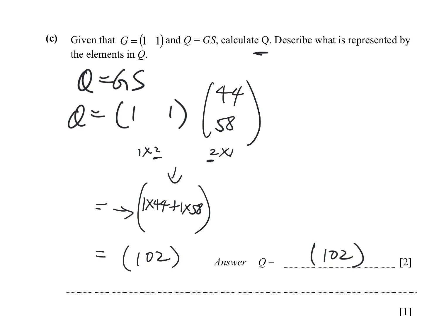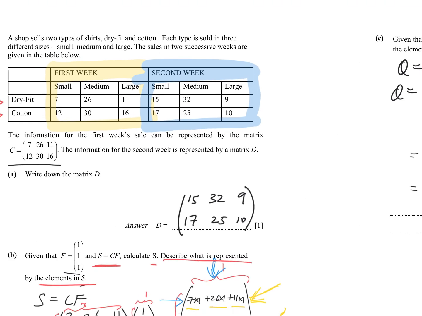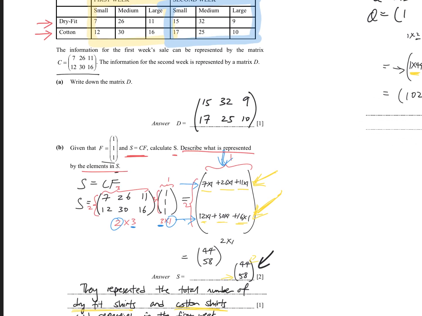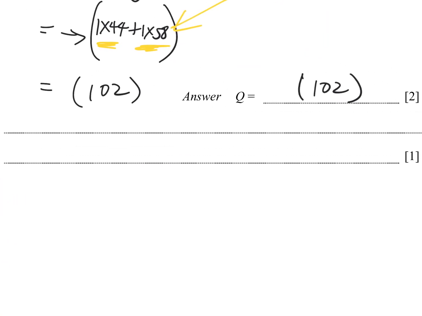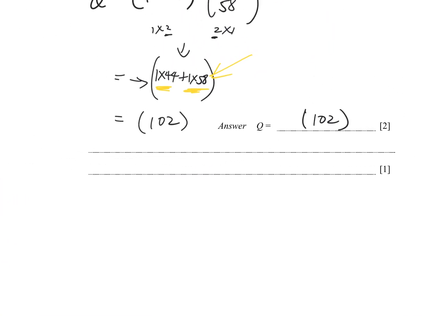What is represented by the elements? Same thing. Look at the working. We took 44 plus 58, and what is that? What was 44? 44 was, if you remember, the total number of dry fit shirts, right? And 58 was the total number of cotton shirts that was sold in the first week. And if you add both of them up, oh, it's the total number of shirts sold in the first week. It's just the total number, dry fit and cotton all together. So you can write down, or maybe let's put a full sentence.